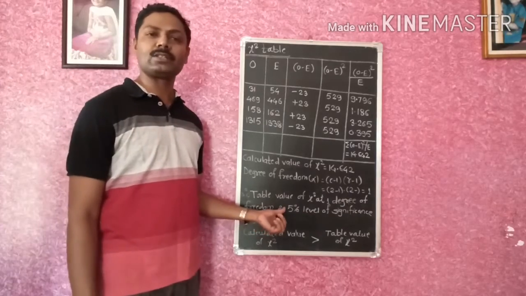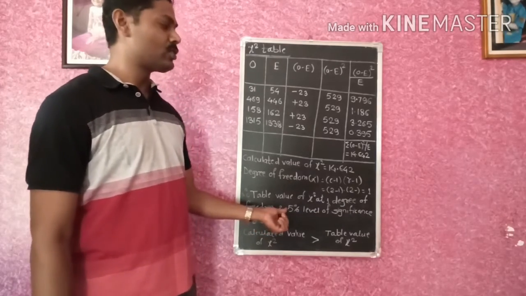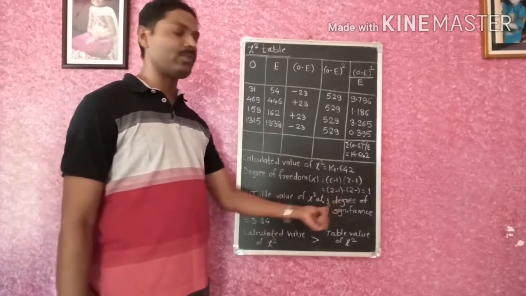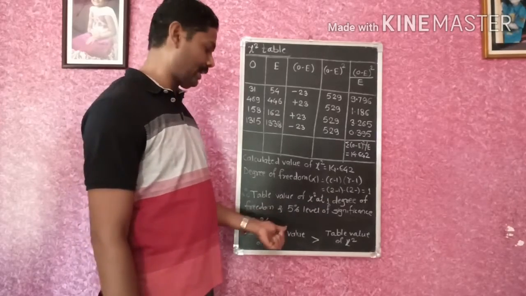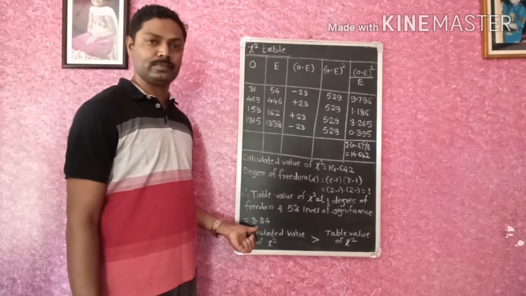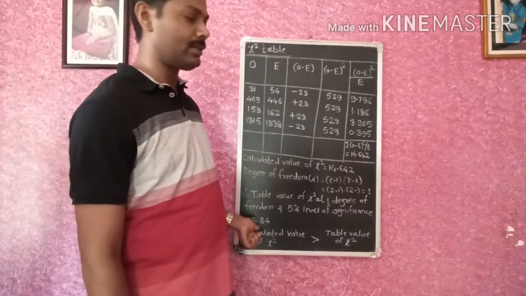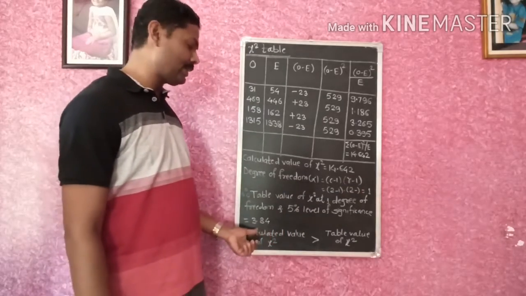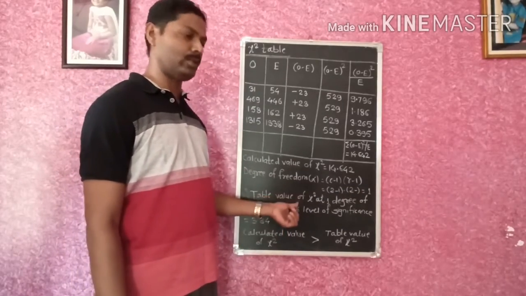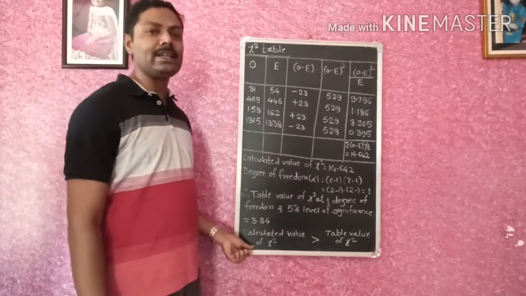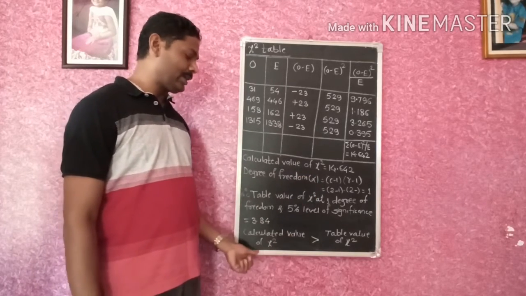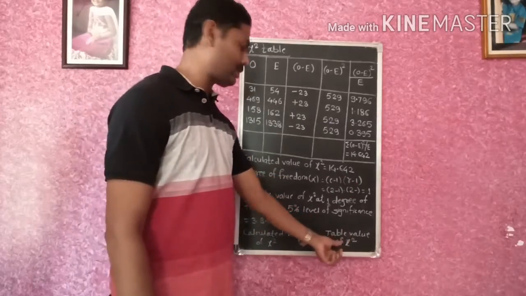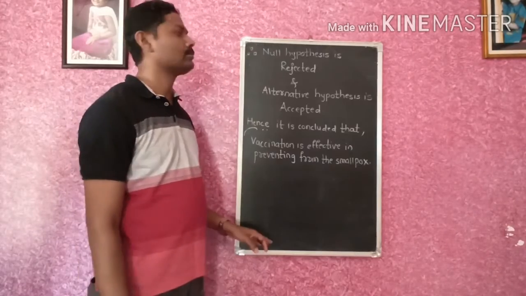The level of significance is also given, it is 5%. So find the value of chi-square in the table with 1 degree of freedom and 5% level of significance, and the value is 3.84. So we have 2 values of chi-square. The calculated value of chi-square is 14.642 and the table value is 3.84. Now compare these 2 values. By comparing, we clearly understand that the calculated value of chi-square, 14.642, is greater than the table value of chi-square, which is 3.84.